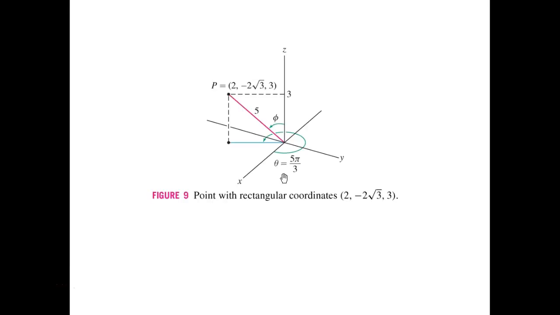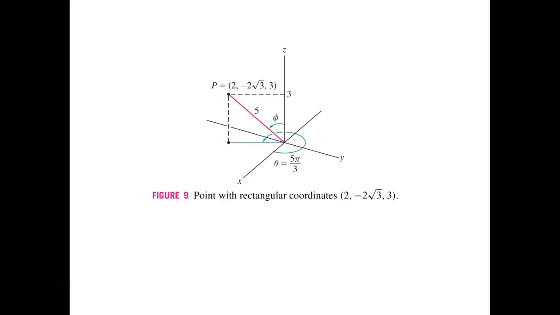Didn't go where I wanted to, but it's fine. Now, this time we have the rectangular coordinates: 2 in x, minus 2 root 3 on y, and up 3 on z. And they're trying to get you to come up with your polar coordinates. Easy to get rho, how? Square root of each of those squared.